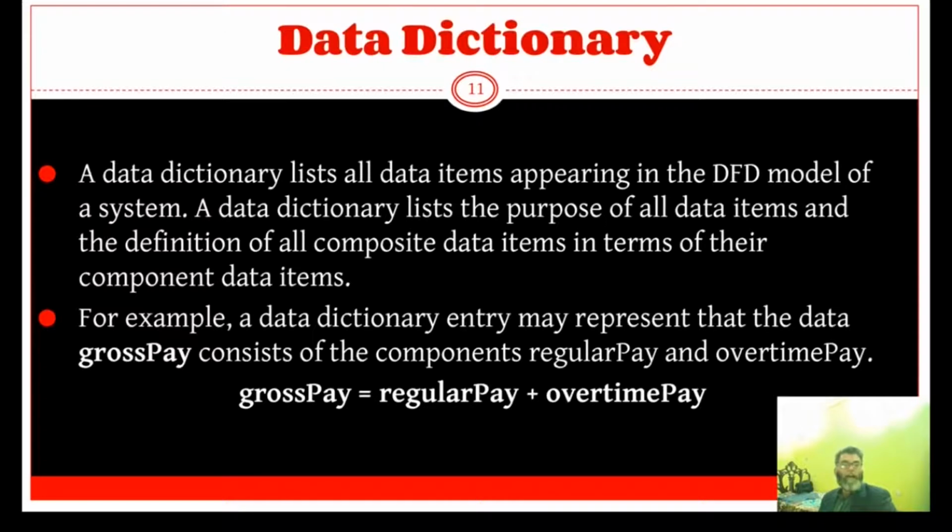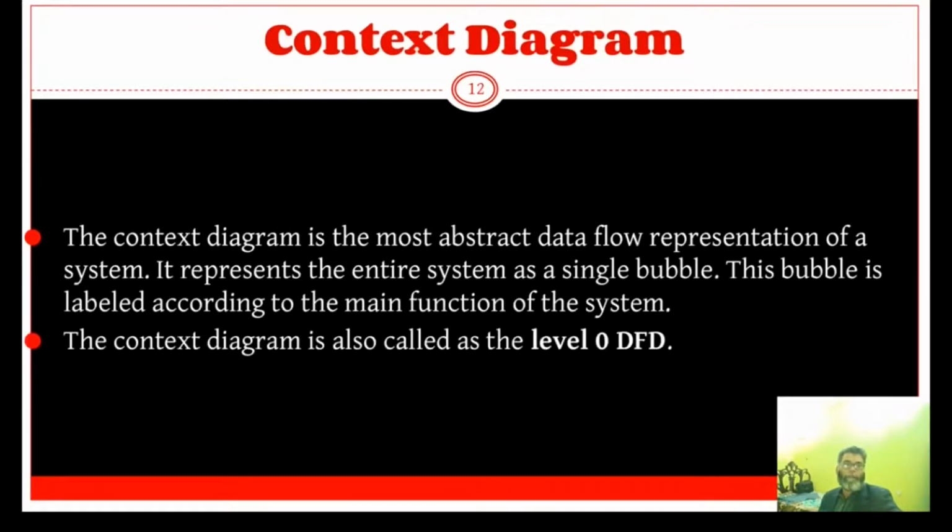Data dictionary should contain details about the following: data flow, data structure, data elements, data stores, and data processing. For example, a data dictionary entry may represent that the data gross pay consists of the components regular pay and overtime pay. That is, gross pay equals regular pay plus overtime pay.